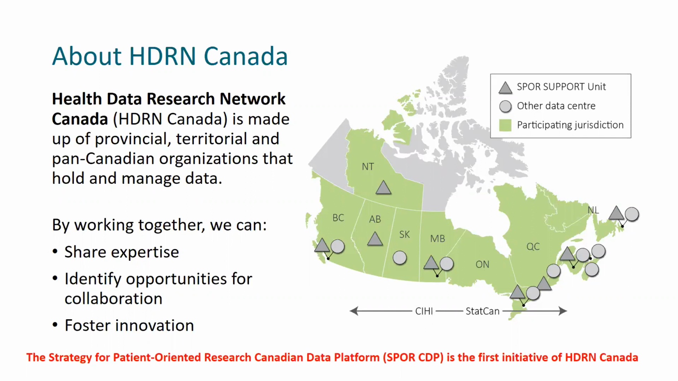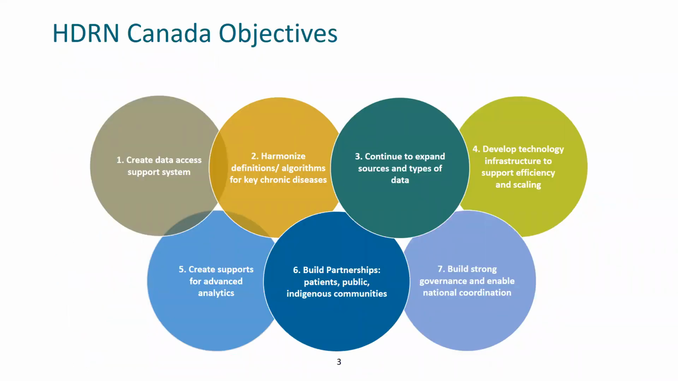The Canadian Data Platform is the first initiative of HDRN Canada and is designed to help support researchers as they conduct multi-jurisdictional research. Our goal in developing the algorithms inventory was to help share expertise around how we measure important constructs of population health, health service use, and the determinants of health across Canada. HDRN Canada has a number of objectives, but for the purposes of this presentation, I'm focusing on its objective to harmonize definitions, or in other words, algorithms, for key measures of population health. And so that's how the algorithms inventory was born.